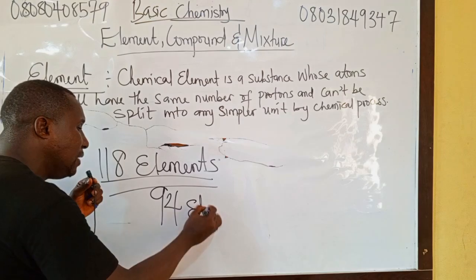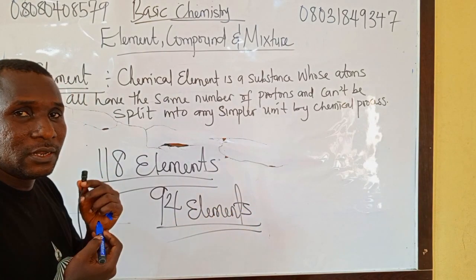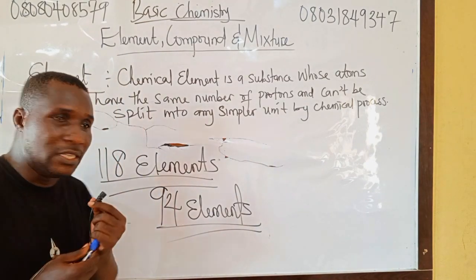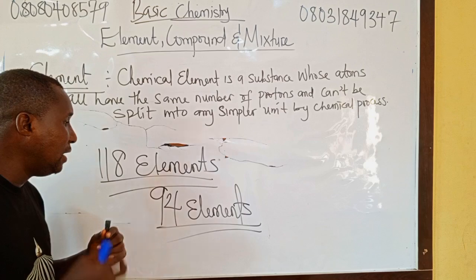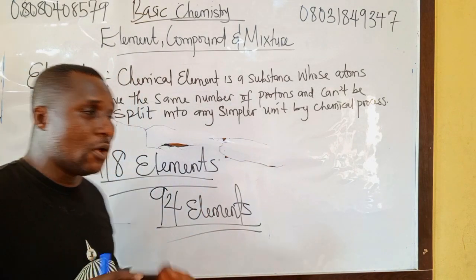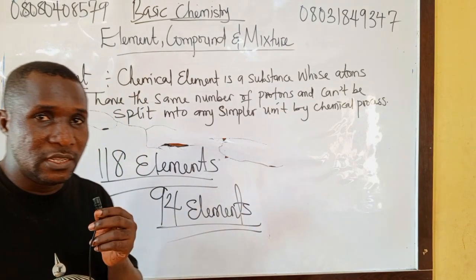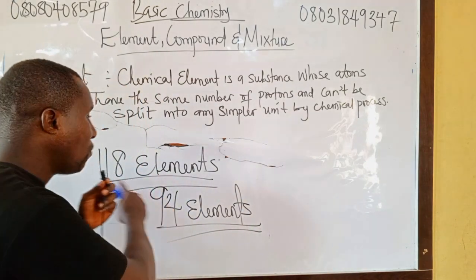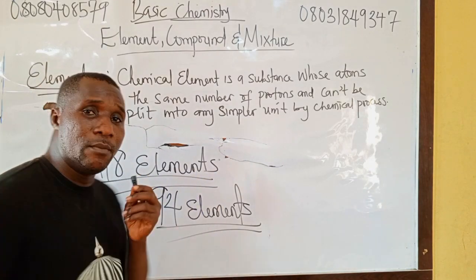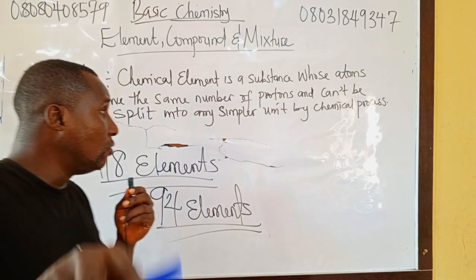94 of these elements occur naturally. 94 out of 118 elements are natural, while the remaining ones are synthetic. Take note of that. In the modern periodic table, we have 118 elements. 94 of them occur naturally. The remaining are synthetic.